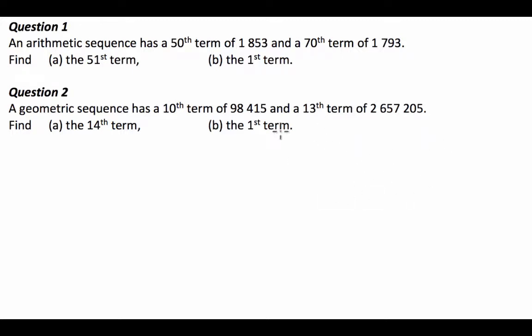G'day guys, we've got a question today which involves arithmetic and geometric sequences. What we've got here is an arithmetic sequence which has a 50th term of 1853 and a 70th term of 1793. We're asked to find the 51st term and the first term. So we're just given terms and their positions, and we're asked to find, in an arithmetic sequence, the common difference as well as the first term.